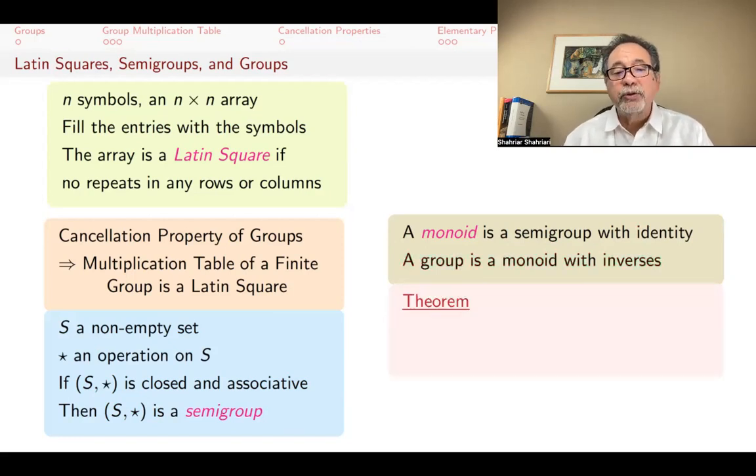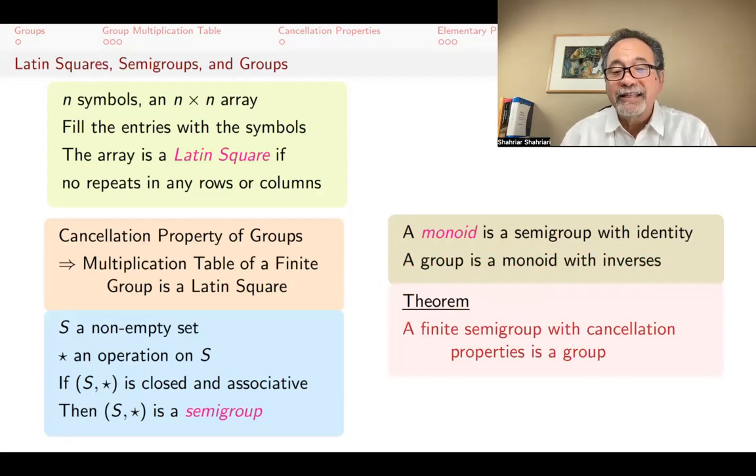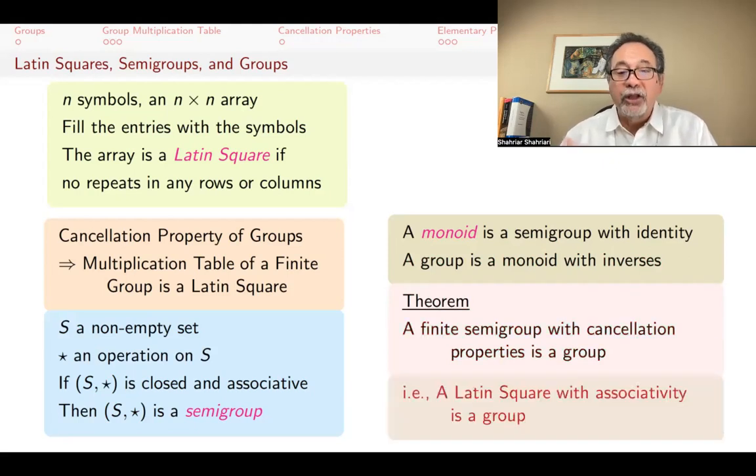The next theorem that we want to prove is that if you have a finite semigroup and you know that you can cancel, then you have a group. In other words, a non-empty finite set is a group if and only if it's a finite semigroup with cancellation properties. Another way of saying the same thing is that a Latin square with associativity is a group. A Latin square already has the cancellation properties because there are no repeats in rows and columns, and it's closed. If you add associativity to it, then you have a semigroup with cancellation, and therefore that's also a group.